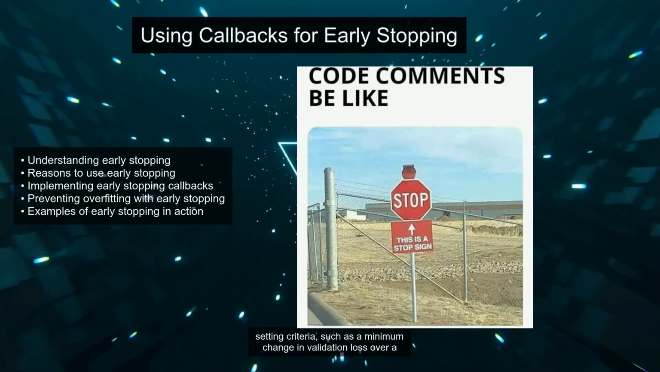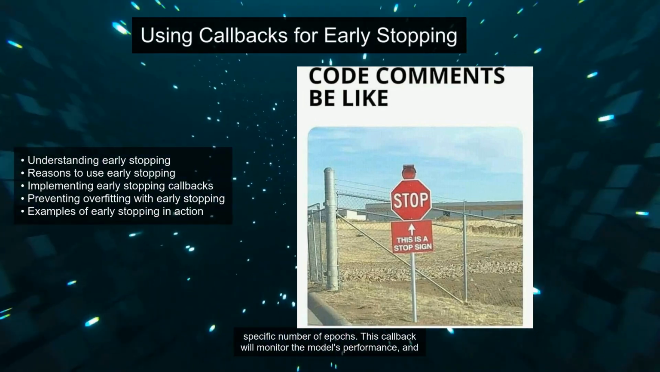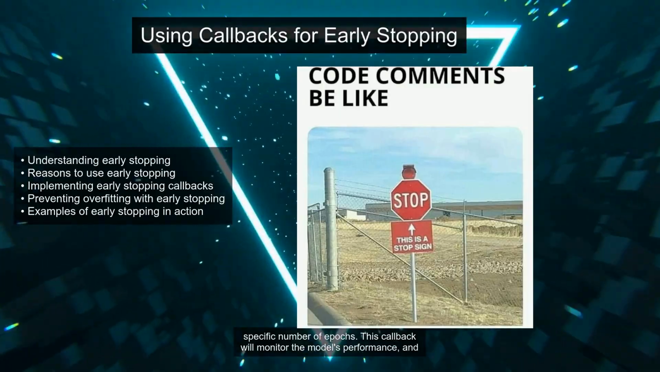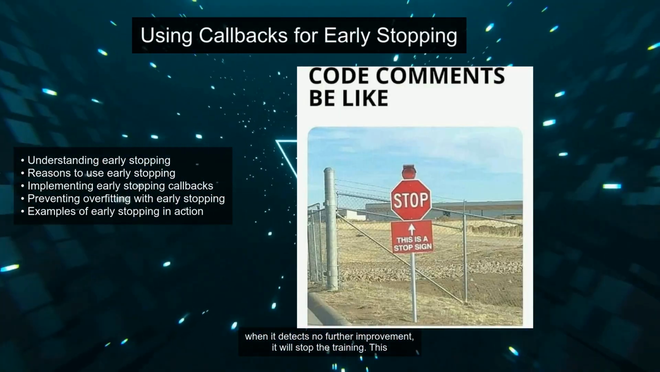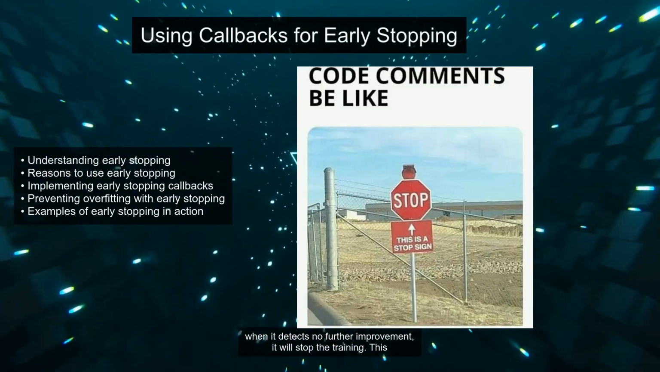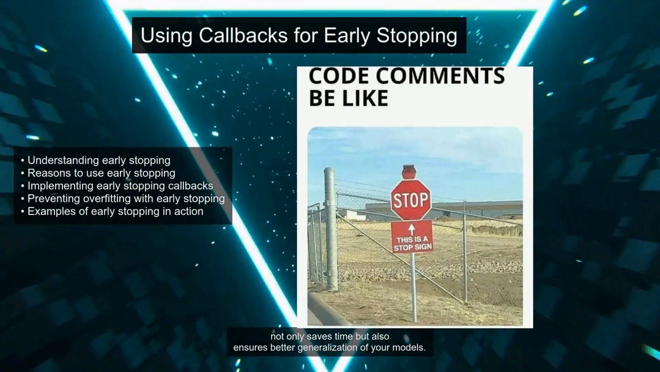Implementing an early stopping callback involves setting criteria, such as a minimum change in validation loss over a specific number of epochs. This callback will monitor the model's performance, and when it detects no further improvement, it will stop the training. This not only saves time but also ensures better generalization of your models.